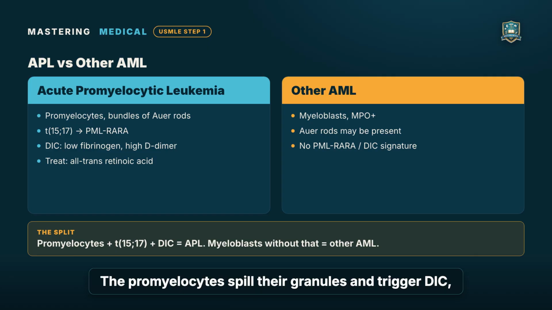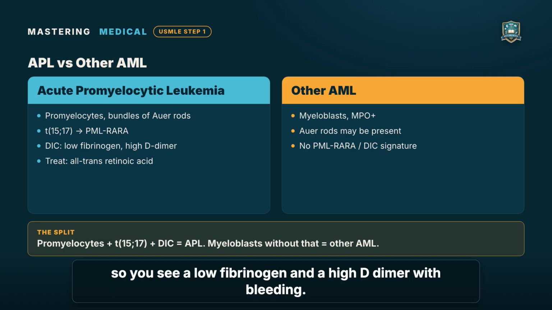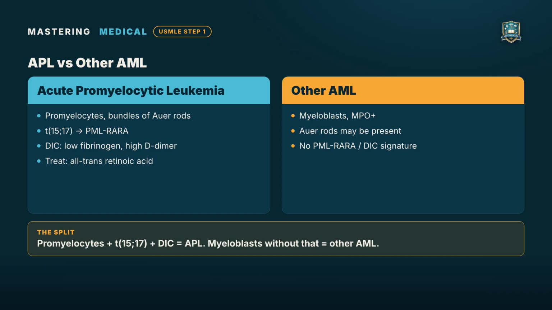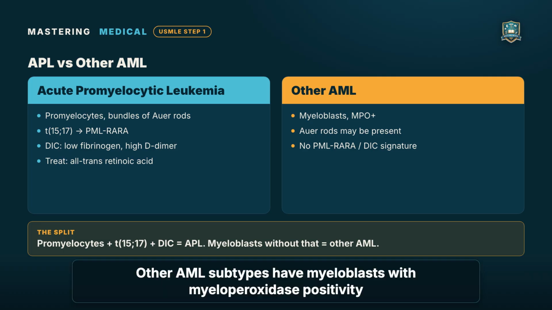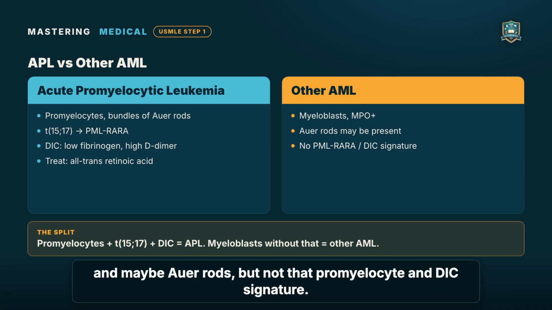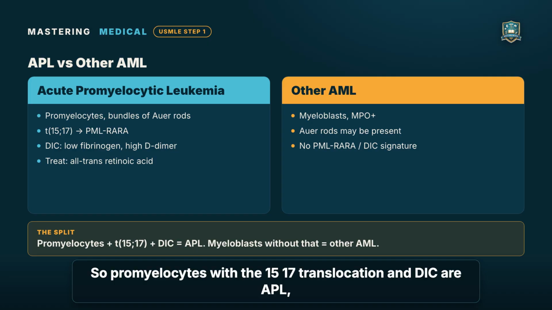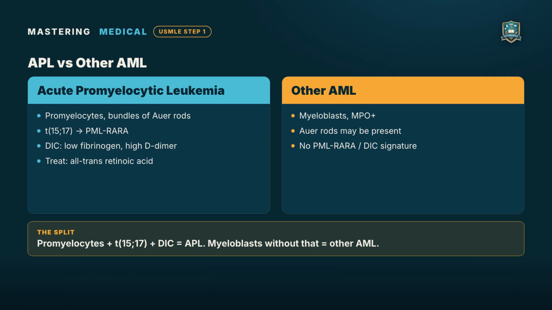The promyelocytes spill their granules and trigger DIC, so you see a low fibrinogen and a high D-dimer with bleeding. The life-saving move is all-trans retinoic acid, which forces the cells to mature. Other AML subtypes have myeloblasts with myeloperoxidase positivity, and maybe Auer rods, but not that promyelocyte and DIC signature. So promyelocytes with the 15-17 translocation and DIC are APL, treated with all-trans retinoic acid.